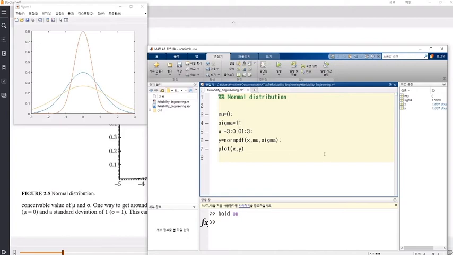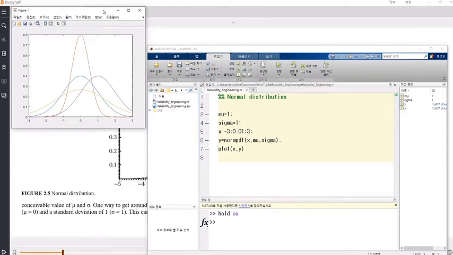Of course, we can change the mu value. So if the mean value is 1, then the graph is actually shifted to the right-hand side by this amount, the span of 1. So this is a normal distribution, and I guess most students are quite familiar with this.